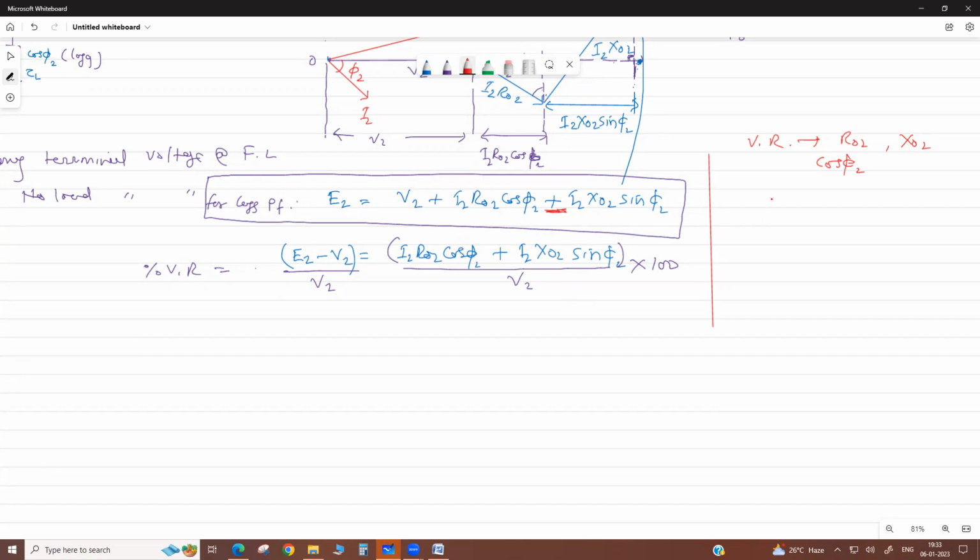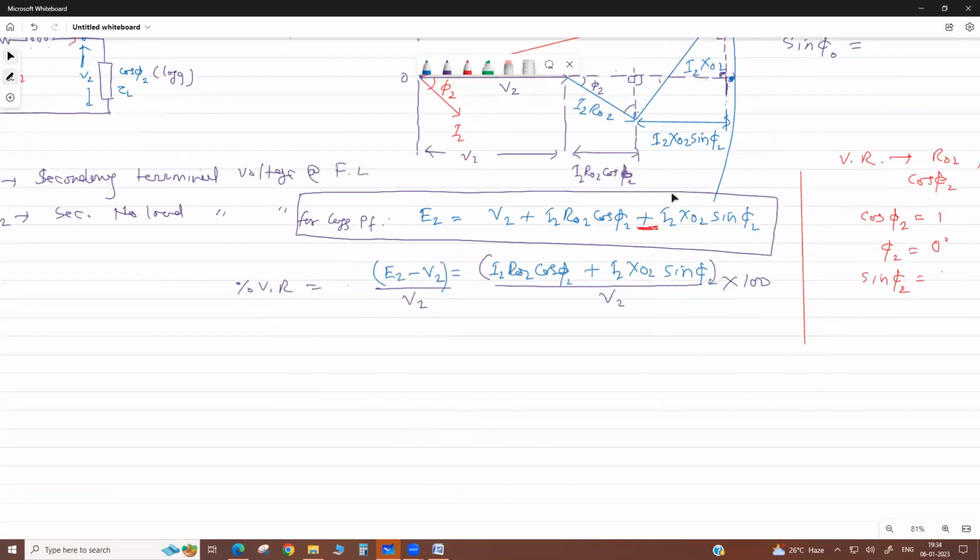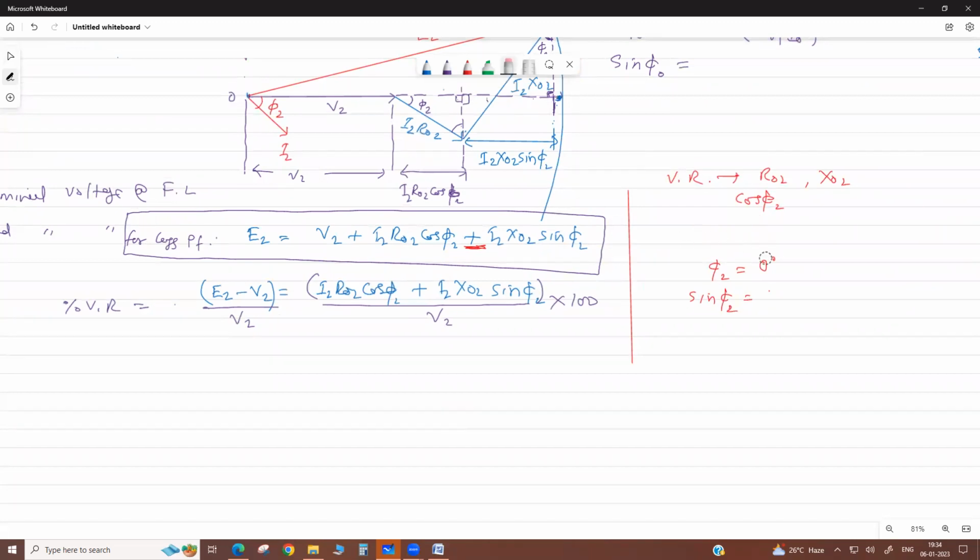If unity power factor, cos phi 2 is 1, it means phi 2 equals 0 degree. Then sin phi 2 will be 0. Not the entire thing is 0 actually. Please remember, if they ask for lagging power factor, they are asking at a different power factor. So this equation is for lagging power factor.